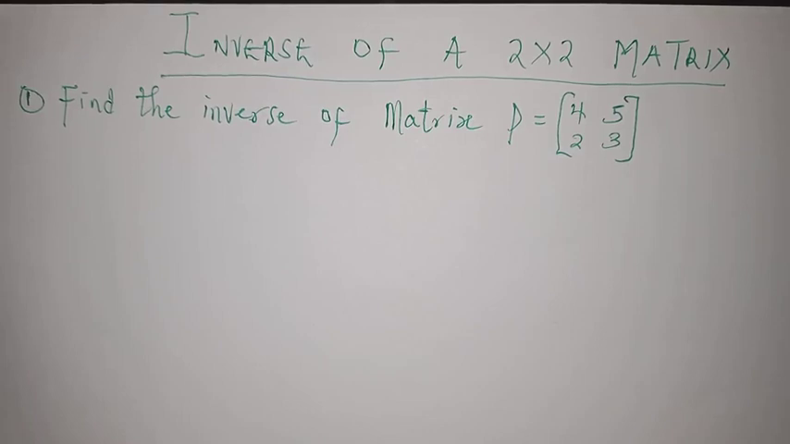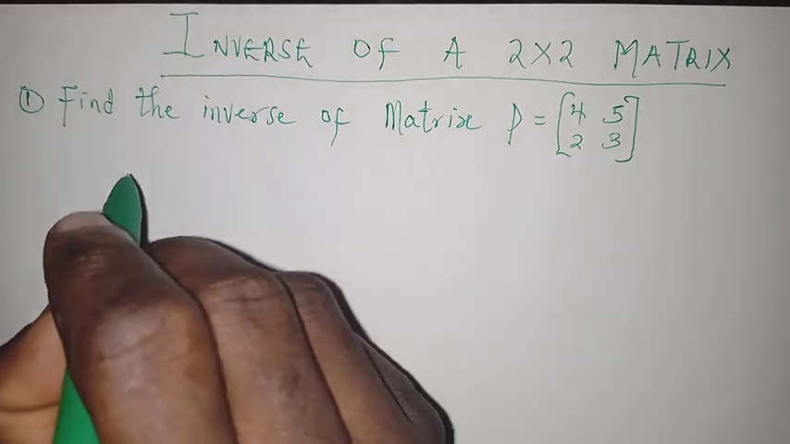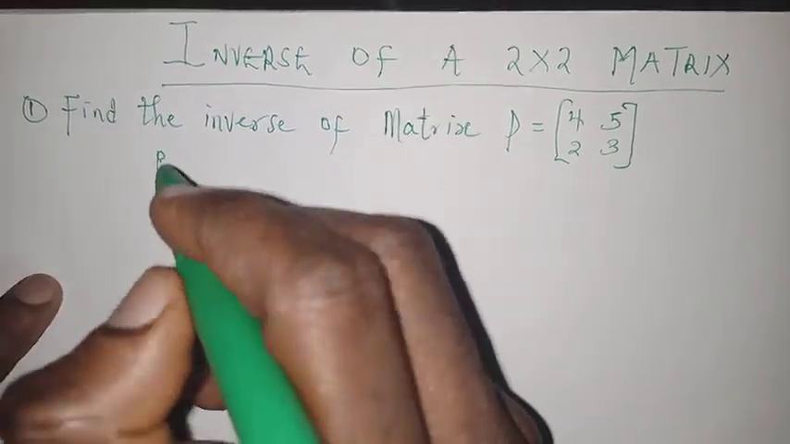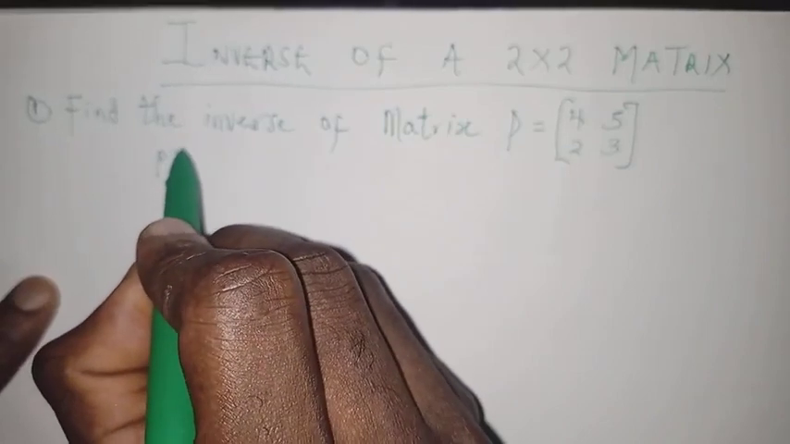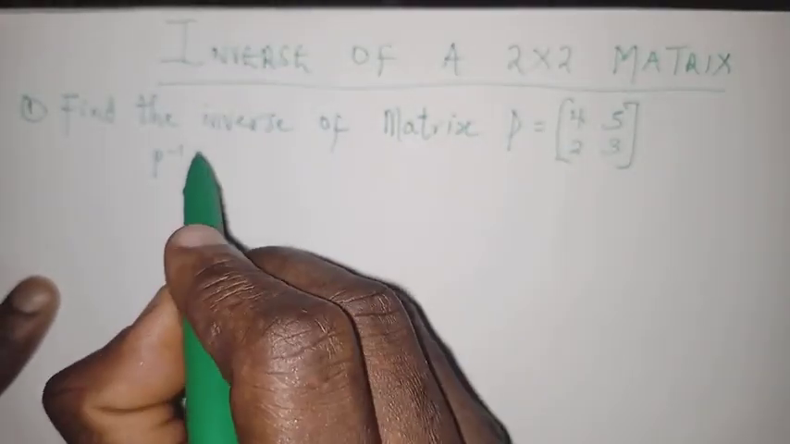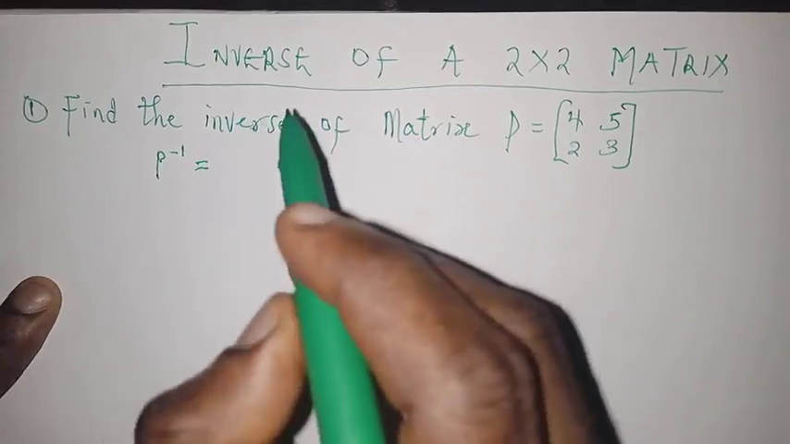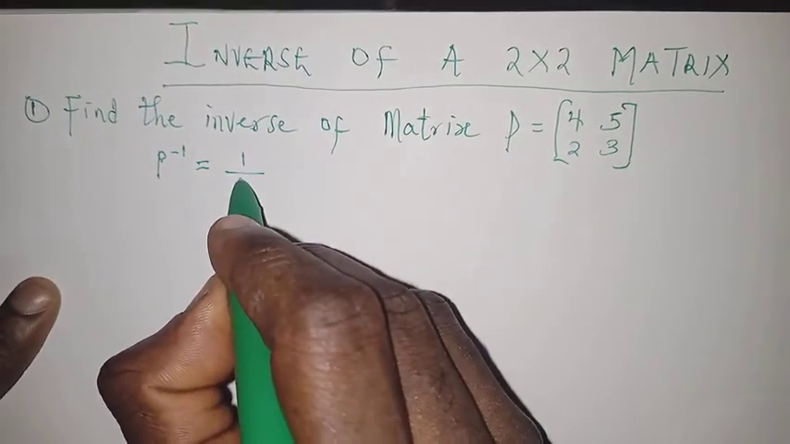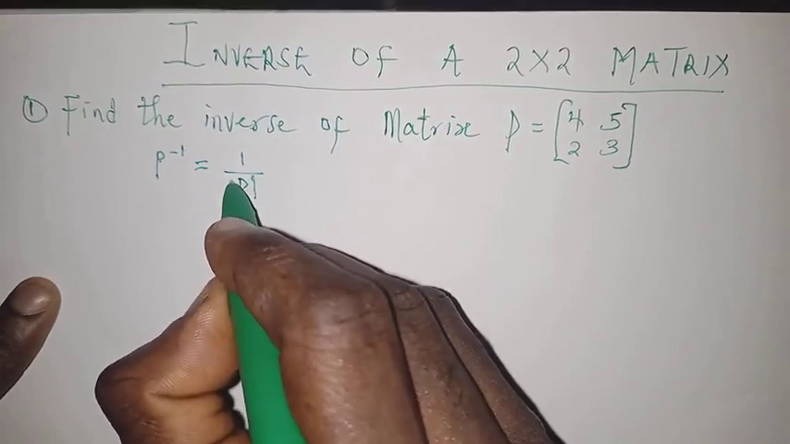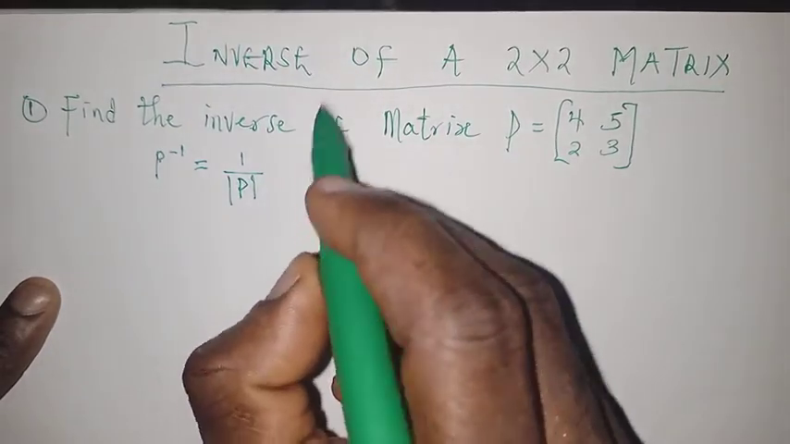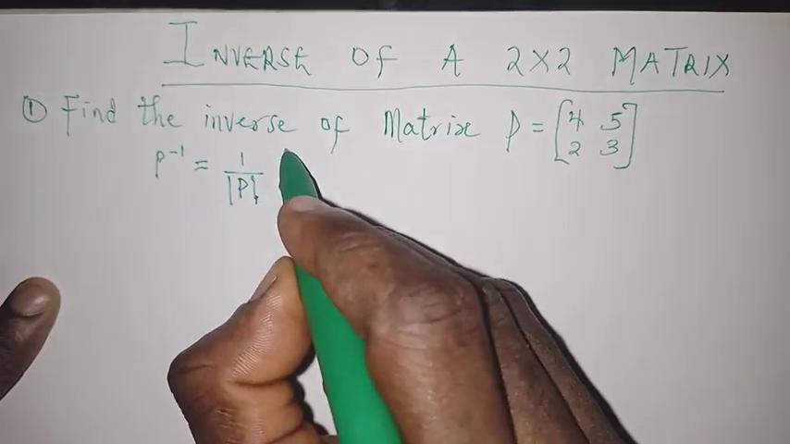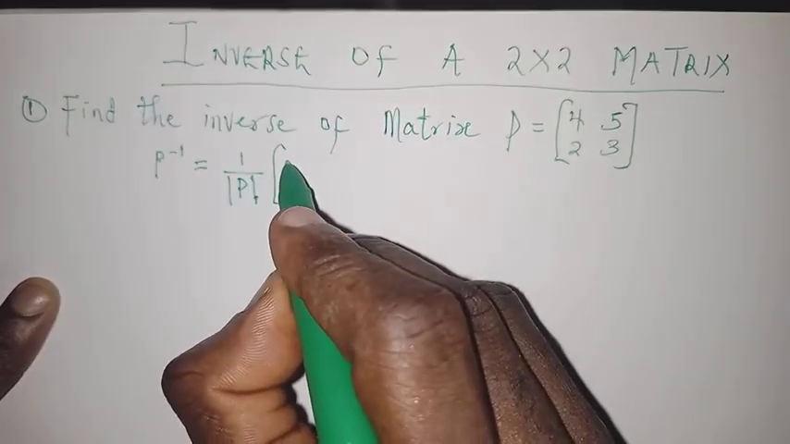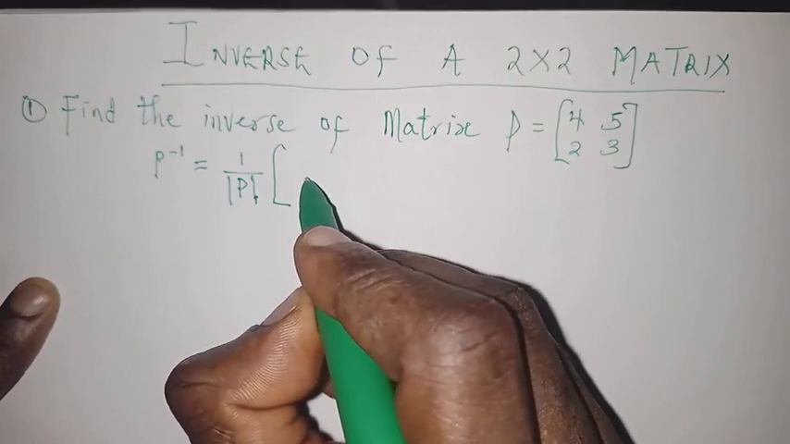Now firstly, to get the inverse of a matrix, this is how we denote it. So say the inverse of matrix P, P raised to the power minus 1, is given as 1 over the determinant of P, okay? Then for a square matrix, we multiply that by, of course, we have to swap.